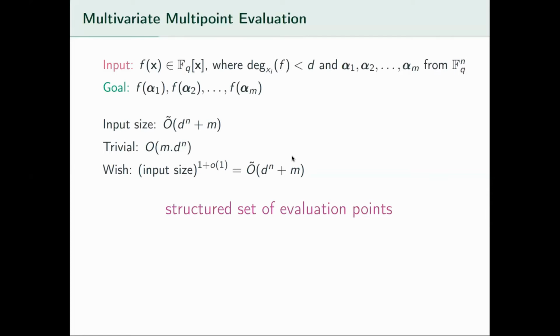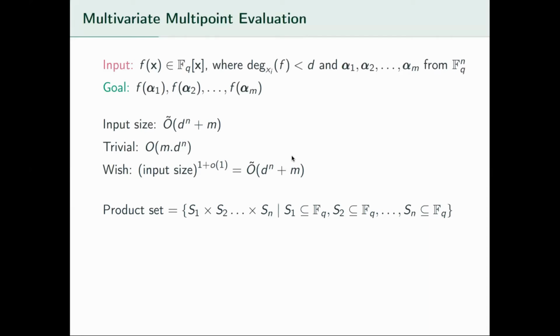It seems it is true that if the set of evaluation points forms a product set, then we can do much better than the trivial thing. So let me first define what a product set is. What do I mean by a product set here? Basically, if you take subsets of the underlying field F_q, n many subsets, and you take the Cartesian product of those, that will form a product set.